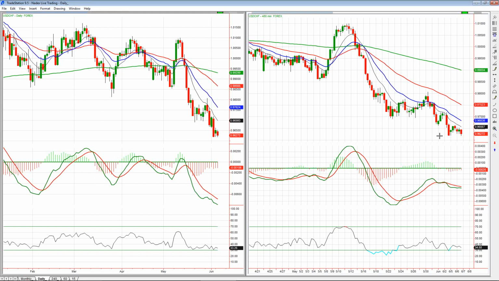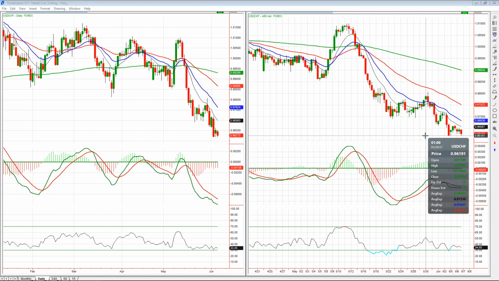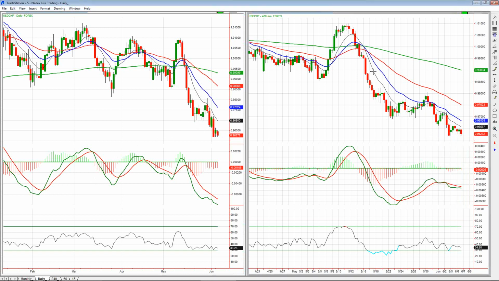And so right now what I'm looking at is this level right here. And you can see that nice tight flat level right there at around 96, basically right about 96.20. And so we've got all the moving averages flowing to the downside.